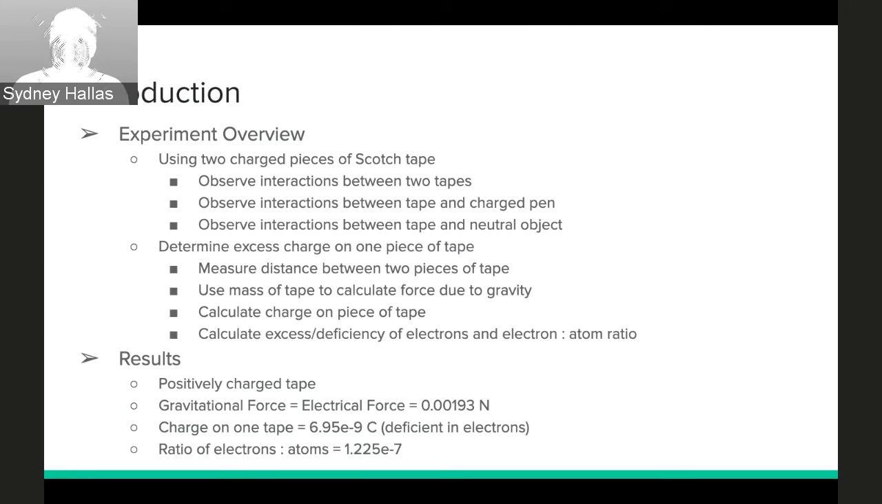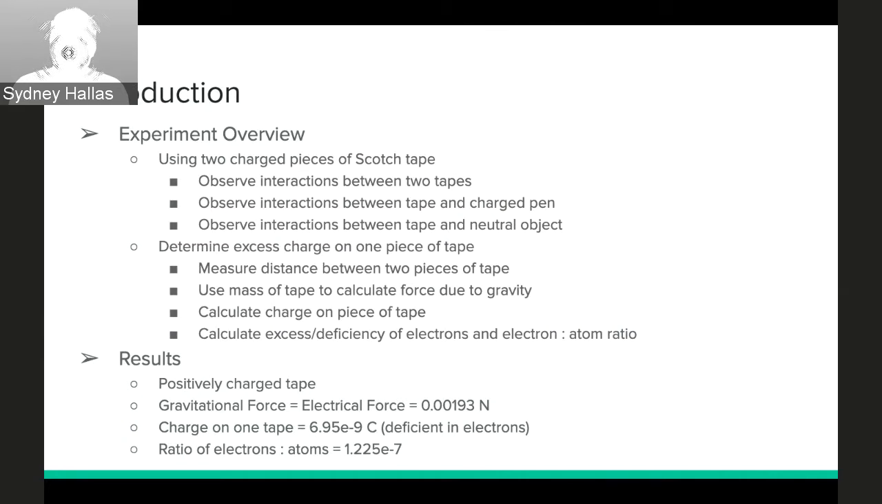I determined the excess charge on one of the pieces of tape by measuring the distance between the two pieces of tape as they repelled each other, used the mass of one of the pieces of tape to calculate the force due to gravity, calculated the charge on the piece of tape, and calculated the excess or deficiency of electrons and the electron-to-atom ratio. As a result, the tape was positively charged.